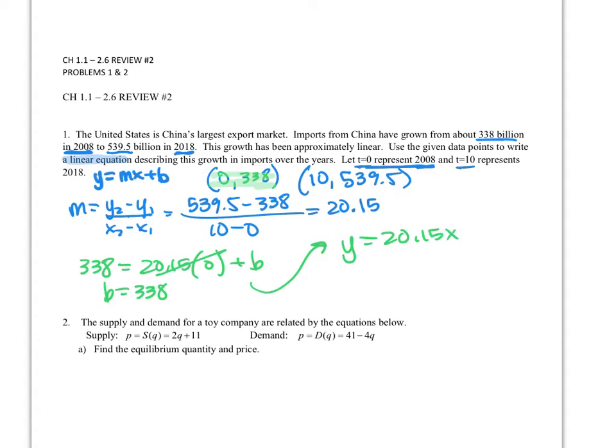which makes our linear equation the slope, the x, and the 338. And of course, that represents billions. We don't need to worry about that right now. Maybe we could just say in billions.